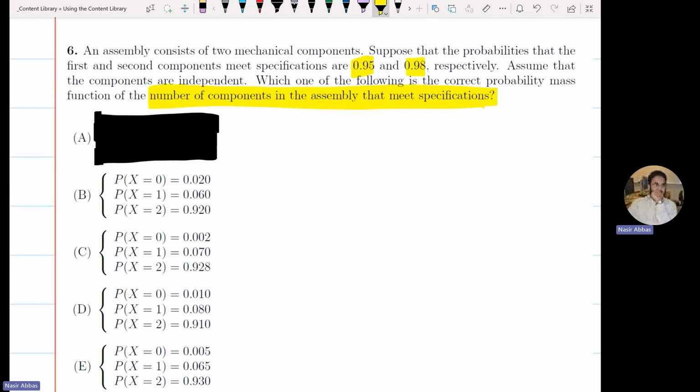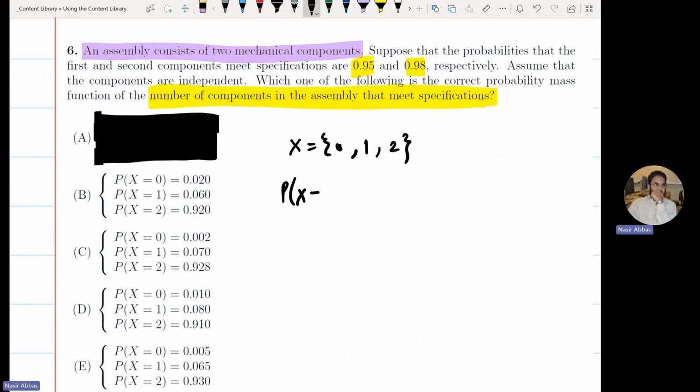How many components are there in total? 2 components. Out of the 2 components, how many can meet the specification? Maybe 0. Maybe one of them meets the specification. Maybe both of them meet the specification. So these are all possible values of X. Next thing is to find the corresponding probabilities.